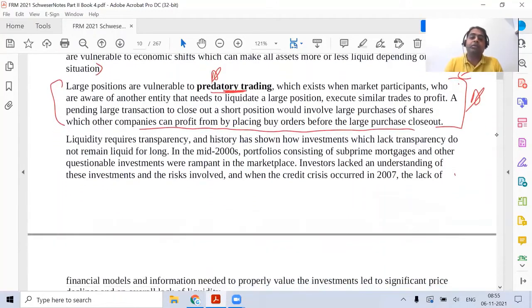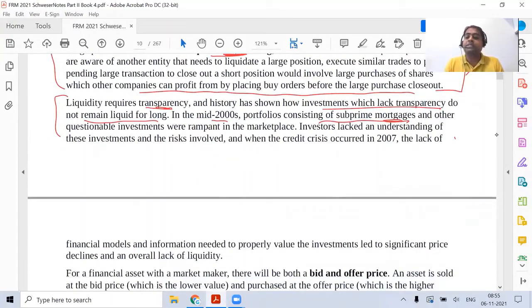In the next paragraph, they're talking about liquidity risk, and a very important component over here is transparency. If market participants do not understand the market or any transactions related to the market, or if they do not trust the market, the liquidity is going to be very, very low. That is what is being highlighted over here. In the mid 2000s, portfolios consisting of subprime mortgages, this is where they're connecting it back to the 2007-8 crisis. But the main concept still remains the same. If the participants do not see the market as transparent, and do not see that there is trust in the market, they will not be able to trade. So read this paragraph.